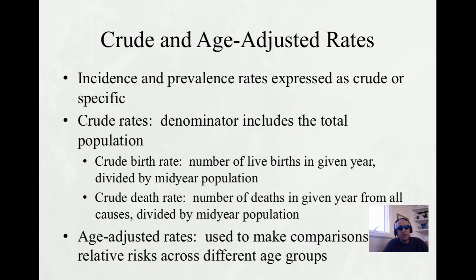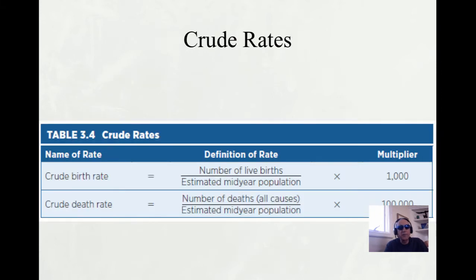Age-adjusted rate is used basically to compare the risk within different age groups. So it's car accidents occurring within people under 18 or over 18. For example, we know almost 36% of auto accident rates occur among kids who are under 21 years of age. Crude rates are calculated by the number of live births divided by the mid-year population times 1,000. Or crude death rate, we can do it by 100,000.